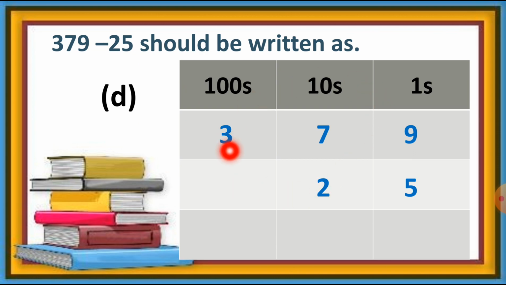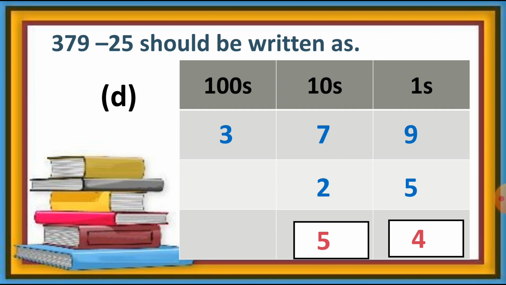Now at the ones column, we start subtracting the numbers. So here 9 minus 5 is equal to 4. Then at the tens column, 7 minus 2 is equal to 5. And 3 minus nothing, it means we are not cutting anything from 3. So 3 will be 3. And don't forget to put this minus sign here. So the answer of this sum is 354.